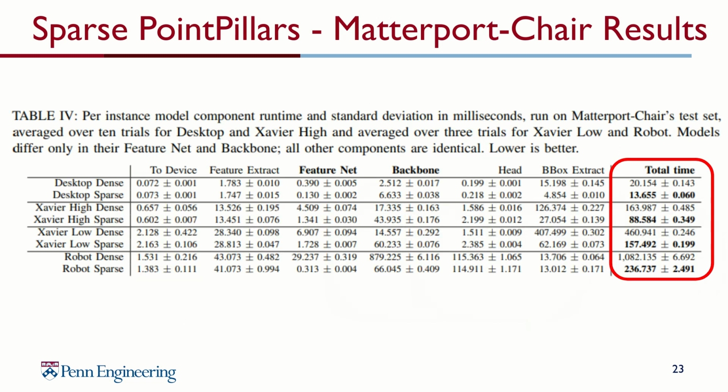Sparse PointPillars runs faster than PointPillars by a factor of 1.5x on desktop, 1.8x on Xavier's high power setting, almost 3x on Xavier's low power setting, and more than 4x on the robot's CPU, all at the cost of about 4 to 6% AP.